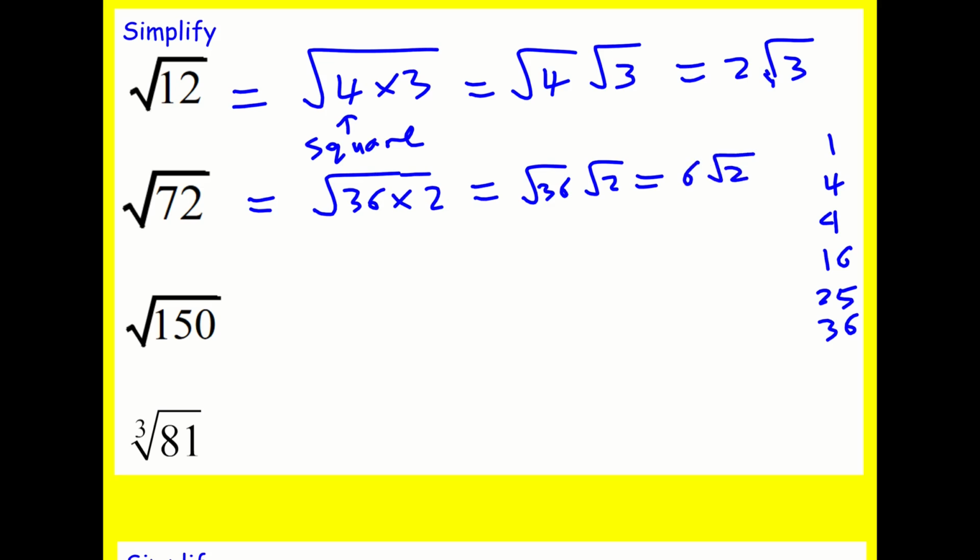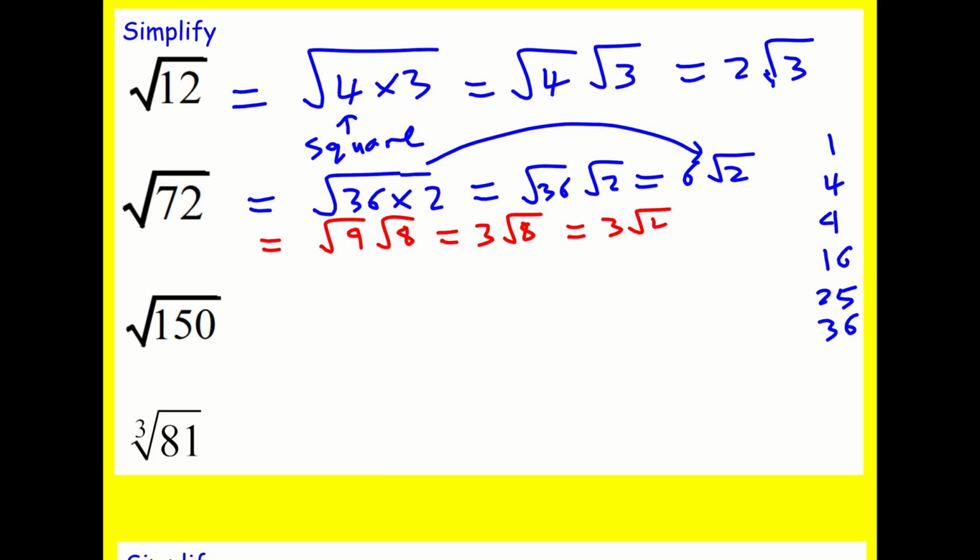You can, if you're feeling confident, just go straight from here to here. I'm just going to put this extra step in. Now, if you had written root 9 times root 8, that's okay. We then get 3 root 8. It's just that we could then simplify root 8 further, because we could write it as 3 root 4 root 2. And root 4 is 2, so it's 3 times 2, which is 6, and we get to the same answer, just a longer method. So it's worth thinking about that. Always look for the largest square number. Okay, I didn't spot it straight away, so I wrote them down.